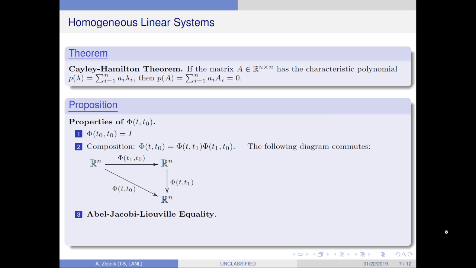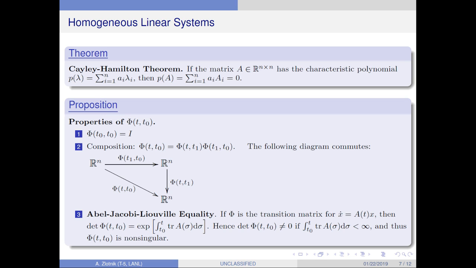Another important property is the Abel-Jacobi-Liouville equality. That is, if phi is the transition matrix for x dot equals A(t)x, then the determinant is equal to the exponent of the integral of the trace of A. And it follows that the determinant of the fundamental matrix is always non-zero if the integral of the trace of A is less than infinity on any finite time interval. And it follows that the transition matrix is always non-singular as long as the entries of A are continuous on the positive real line.